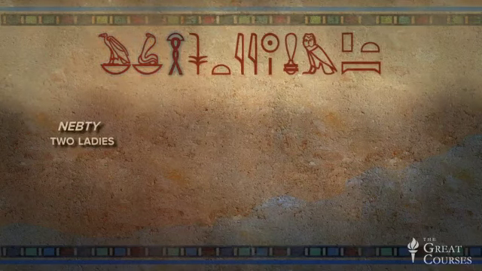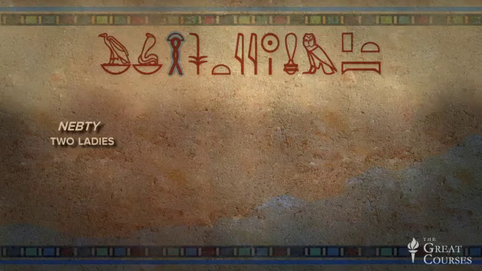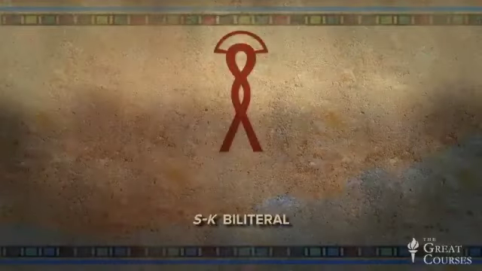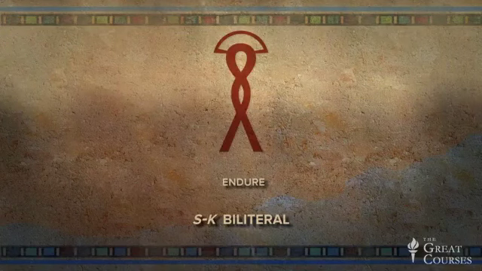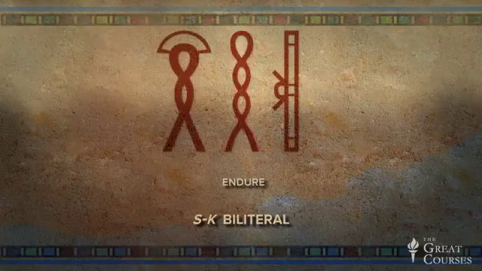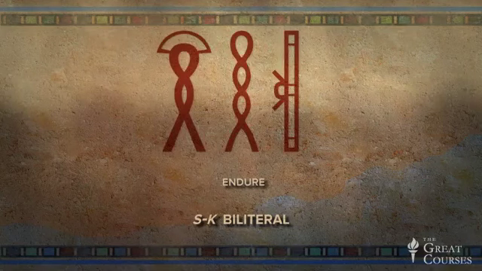After the vulture and cobra is a hieroglyph that's a twisted fiber. We haven't seen that before. It's an SK biliteral. It's part of the word that means endure. And here it's abbreviated, just as the twisted fiber hieroglyph. So it means endure. Now, when the word endure was written out, it looked like this. And for some unknown reason, it was pronounced something like just wa.